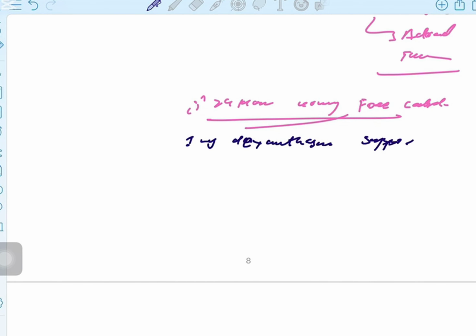Don't worry, I will also read from the book. Okay, 1 milligram dexamethasone suppression test. Guys, just take an example.